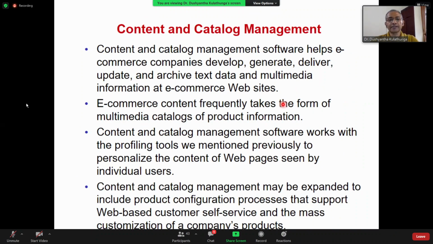Yeah, that is about content and catalog management in relation to our e-commerce processes. Is it clear?